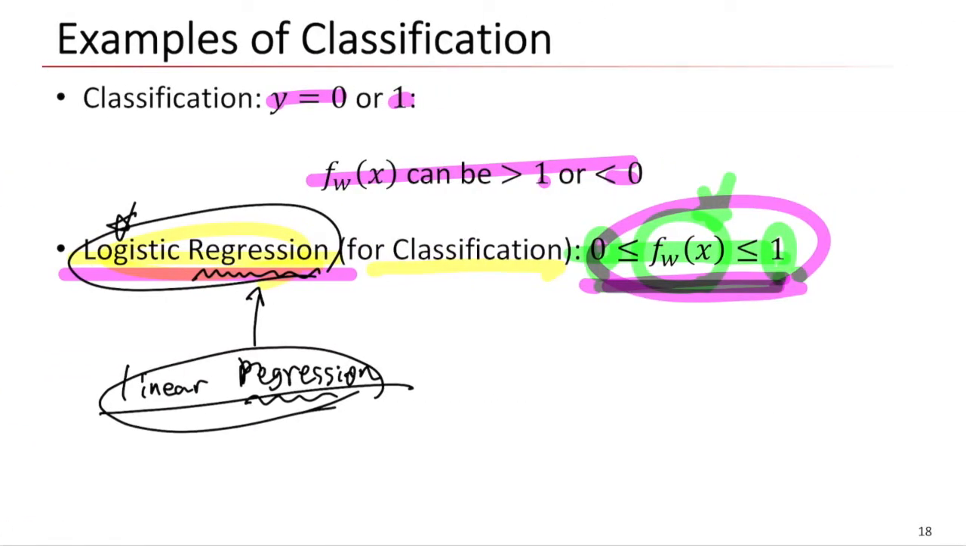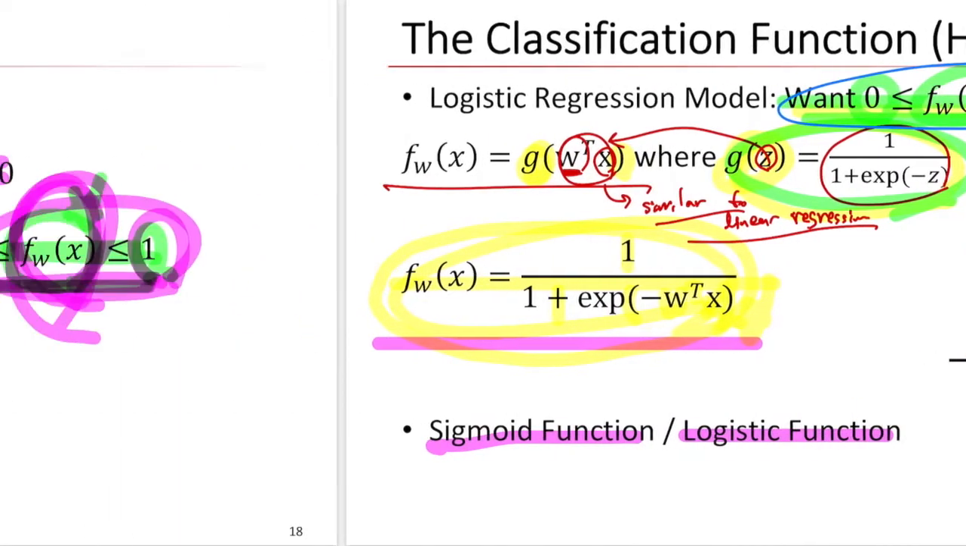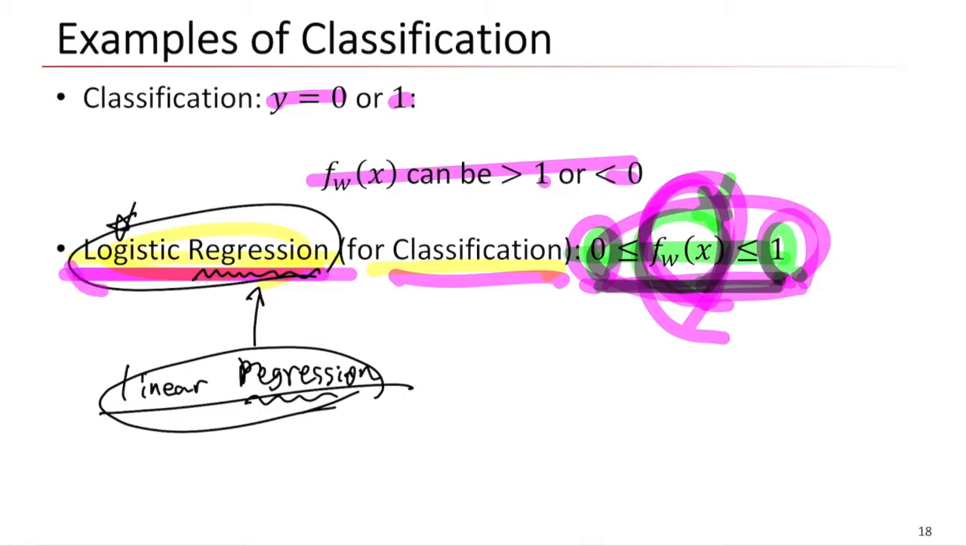So yeah, when we have a constraint on the mapping function such that it should be larger than 0 and less than 1, we call this problem, using this mapping function, logistic regression or classification, okay? So please be careful. Logistic regression is different from the linear regression problem, okay? So there is a difference, logistic and linear, okay?